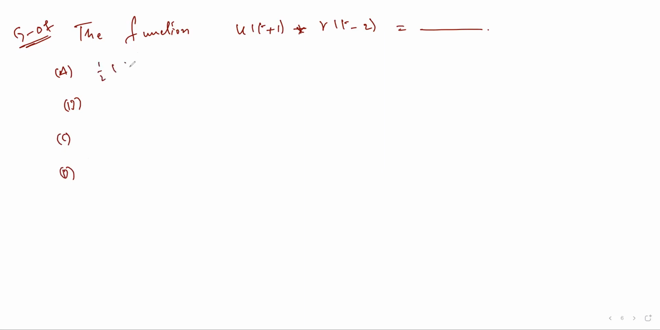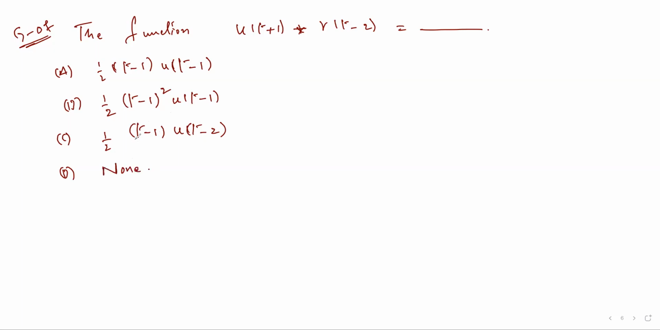Option A: one by 2 t minus 1 u of t minus 1. Option B: one by 2 t minus 1 whole square u of t minus 1. Option C: one by 2 t minus 1 u of t minus 2. Option D: none of the above. What is the right option for this?